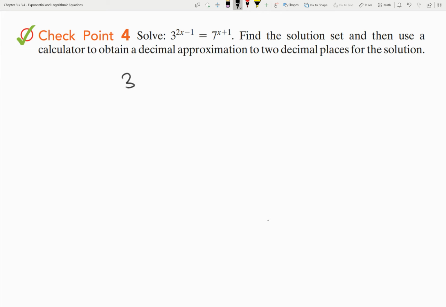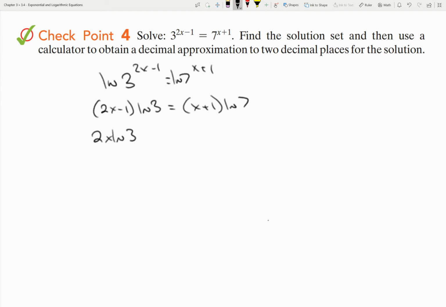Okay, so first, my problem is 3 to the 2x minus 1 is equal to 7 to the x plus 1. I take the natural log of both sides. That lets me move the exponents to the front. Distribute: 2x natural log 3 minus the natural log of 3 is equal to x natural log 7 plus the natural log of 7. The 2x stays where it is. I'm going to subtract this from both sides.